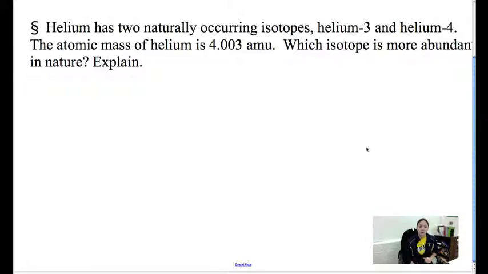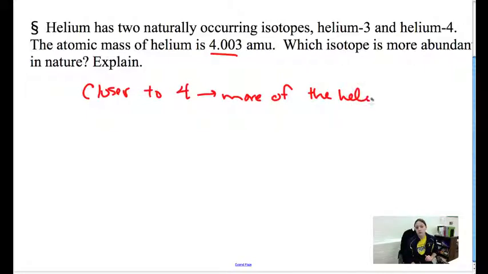Which isotope is more abundant in nature? Explain. So we talked about this before. Is this number closer to 3, or is it closer to 4? Well, it's closer to 4, which means that there are more of the helium-4 atoms, or isotopes, I should say. If helium had an atomic mass of 3, then there would be more helium-3 atoms, or helium isotopes.